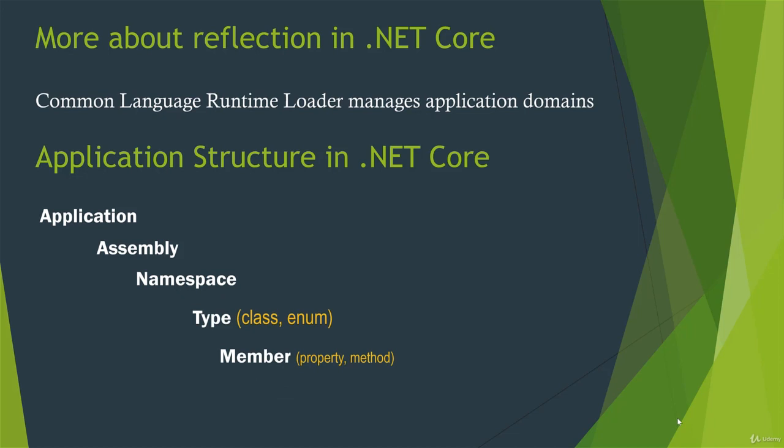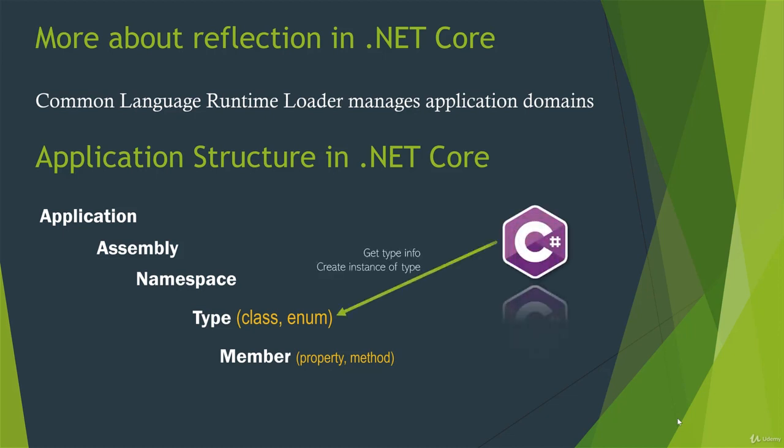Every type has some members. Members refer to fields, properties, and methods. And by having the information about types and members, what you can do is that you can get the details of each type. And by having the type information, you can create the instances of a type. Also, you can get the information about members. You can invoke methods at runtime. And you can change the value of a member. For example, if you have a property called age, you can change its value at runtime.